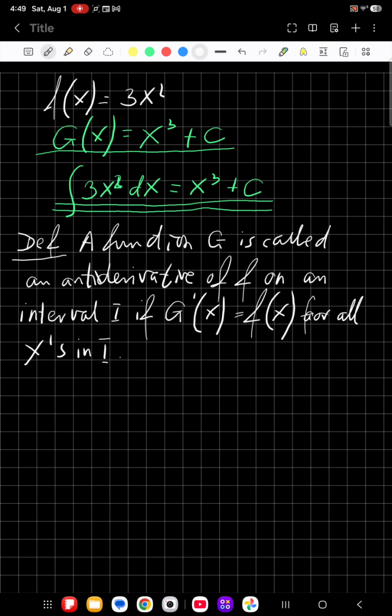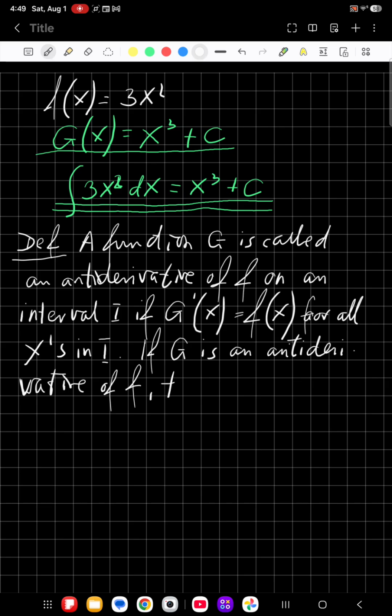Okay, so let's make a comment about that c. So if g is an antiderivative of f, then so is g plus c.